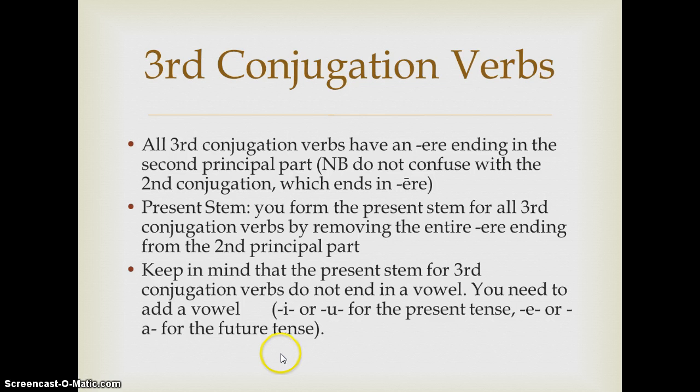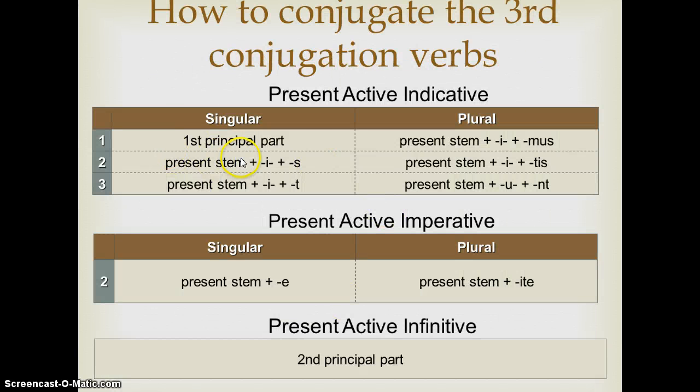Now, and this is very important, third conjugation verbs never form their future using bo, bis, bit, bimus, bitis, bunt. Never, never, never. You only use bo, bis, bit if your verb is a first conjugation or a second conjugation, never a third. Okay? All right, so how do we conjugate third conjugation verbs?